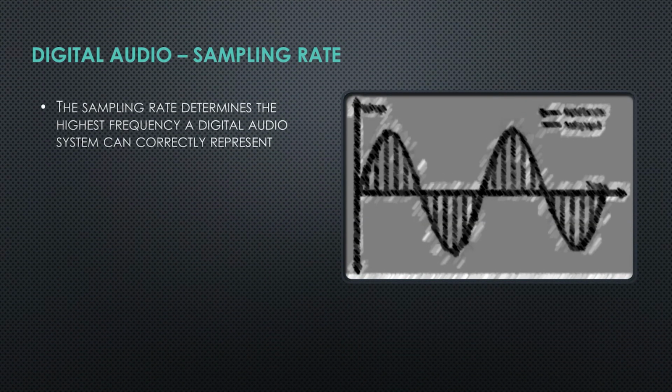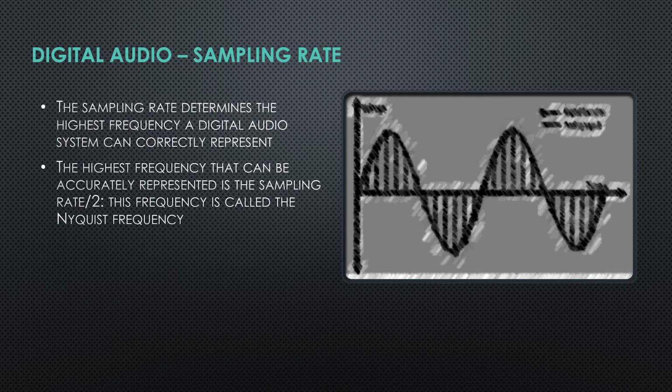The sampling rate determines the highest frequency a digital audio system can correctly represent. That's why we care about having a certain minimum sample rate, because if we go below a certain threshold of that sample rate, we are no longer going to accurately be able to represent certain sounds, and particularly certain sounds that fall within the range of our human hearing.